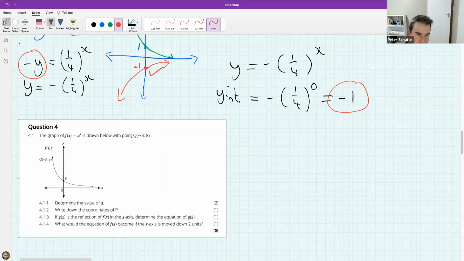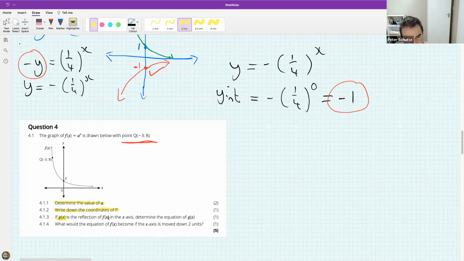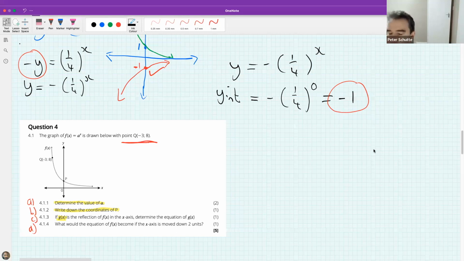So here's the graph of f of x equals 8 to the x drawn below with the point Q (-3, 8). Find me A, find me P, and then find me g of x, which is the reflection of f of x. So yeah, try and do that last one there. So we'll call them, for sake of time, we'll call them A, B, C, and D. And then we're done for today. Over to you guys.